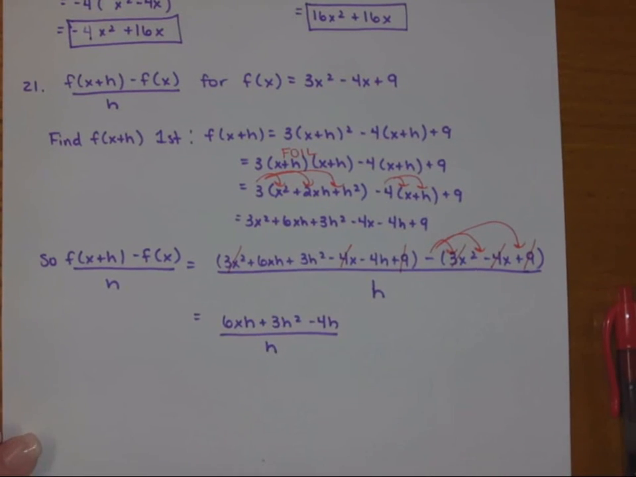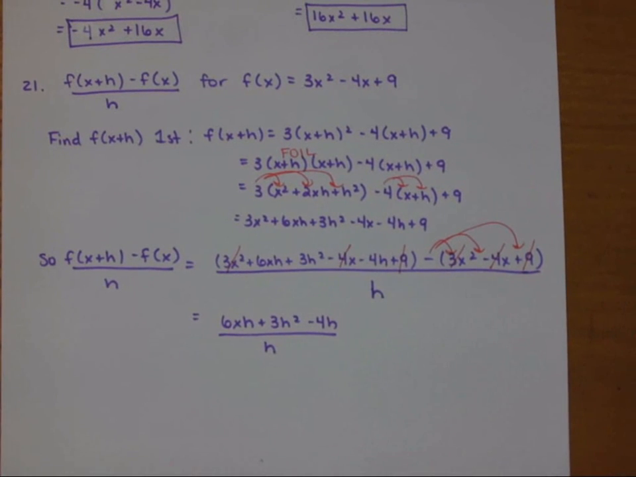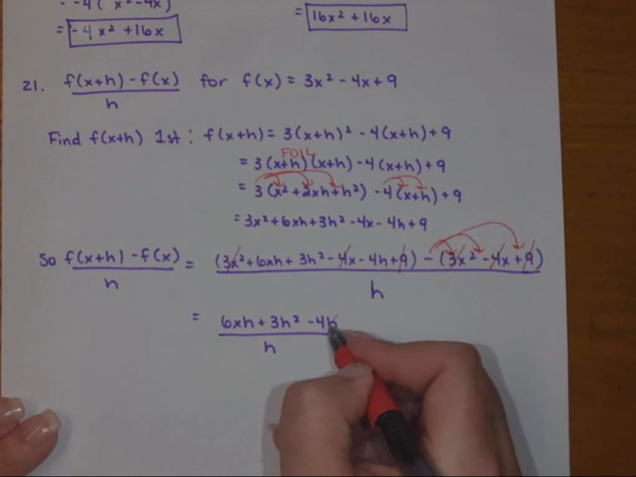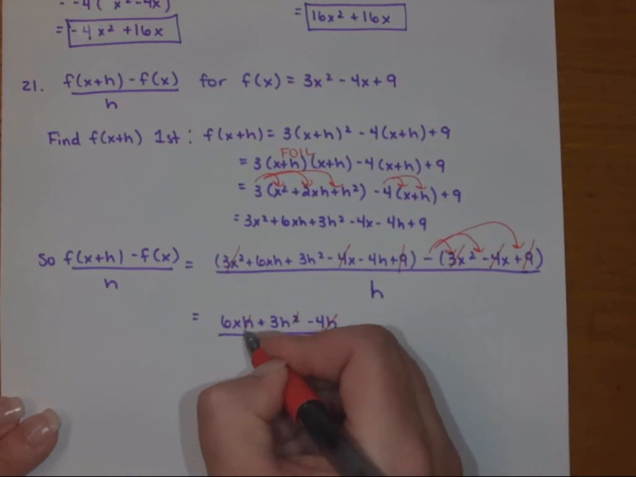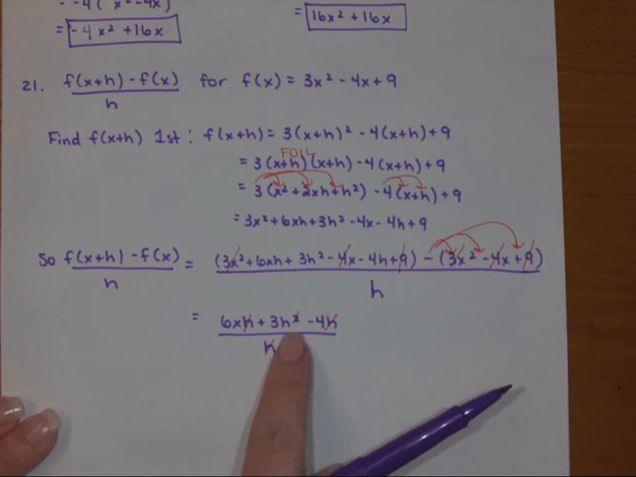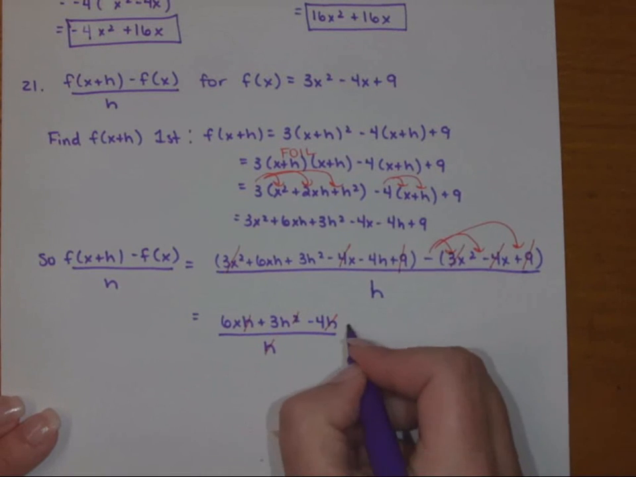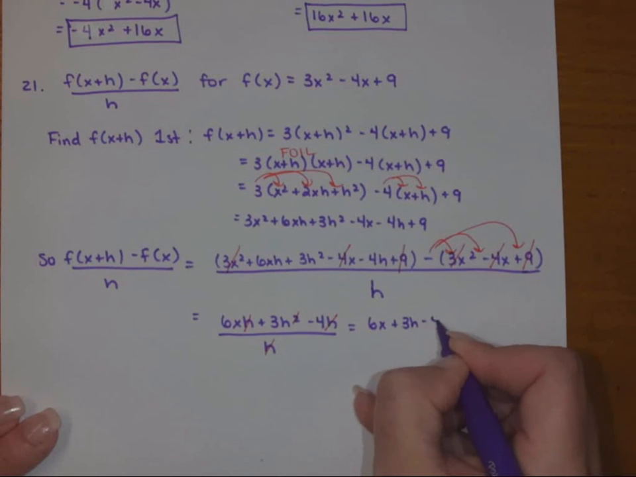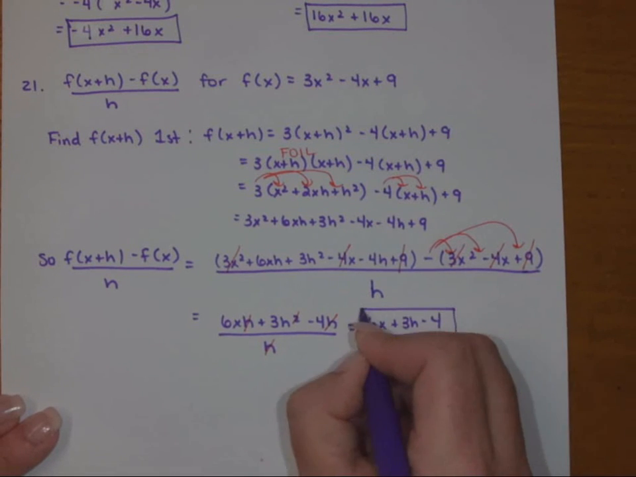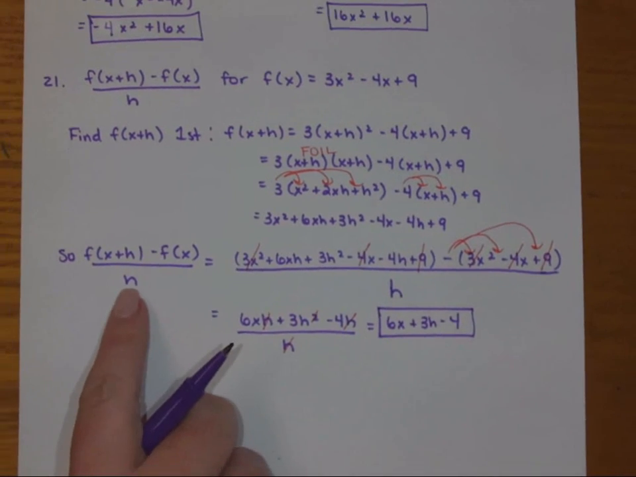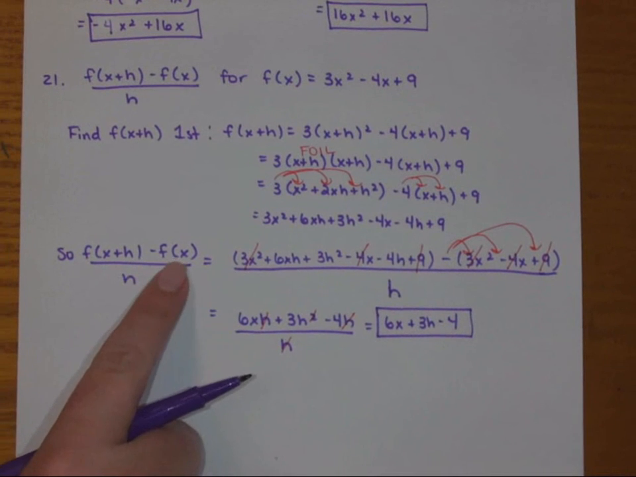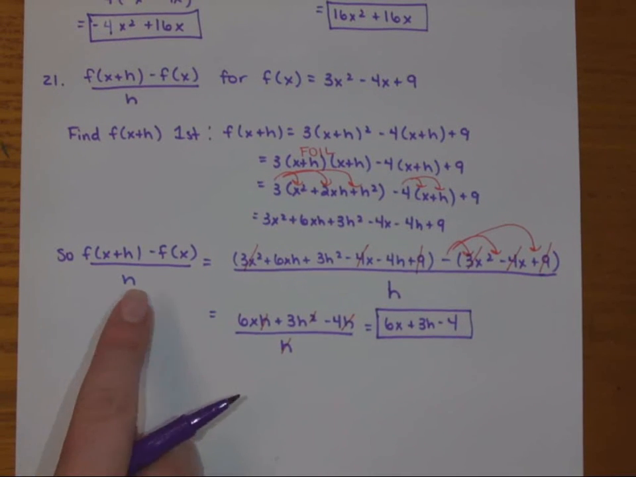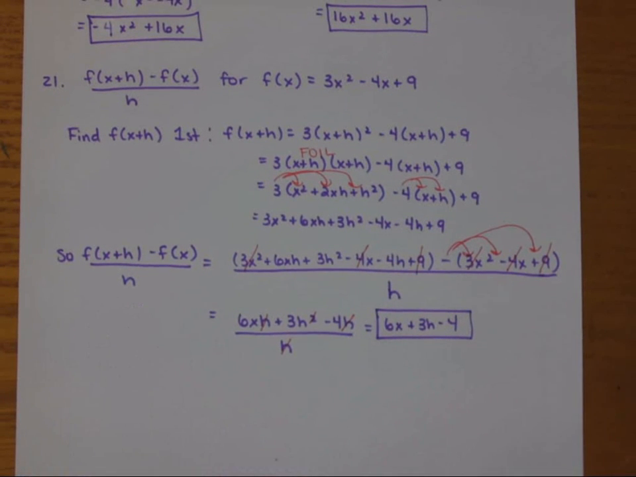Much better than where we started, right? Lots of things went away. 6 terms went away in the last step. Okay, and then notice here we have an h in everything. So if we cancel an h in everything, remembering that I still have one here, the final answer would be 6x plus 3h minus 4. So I know this is weird, but all you're being asked to do is subtract 2 functions and then divide them by h. Okay, it's just that it's a little tedious to do so.